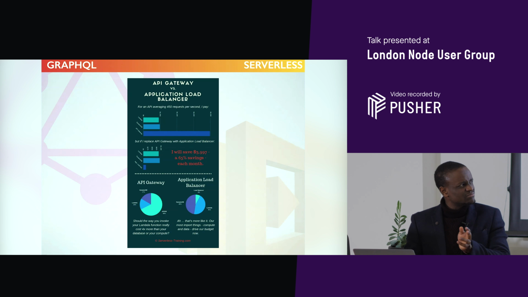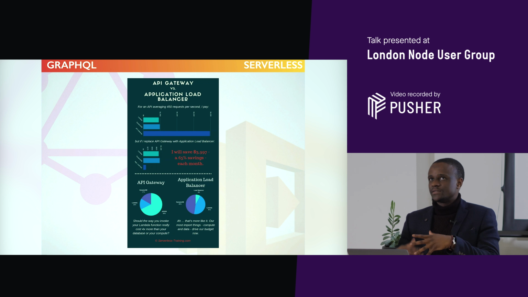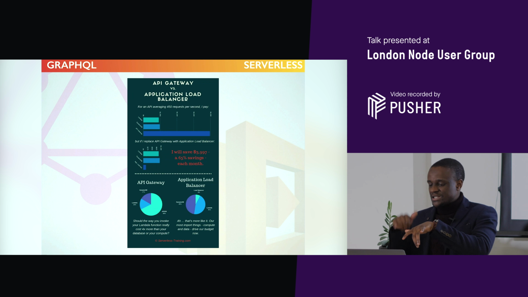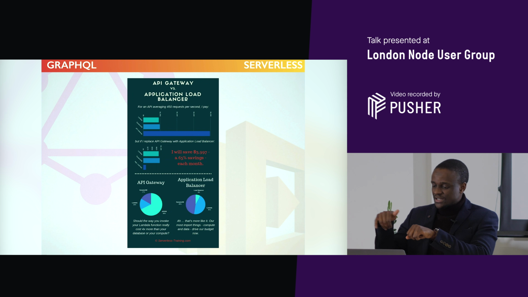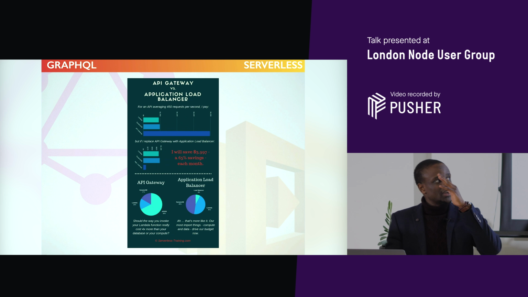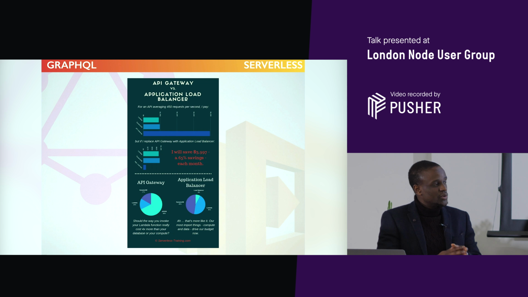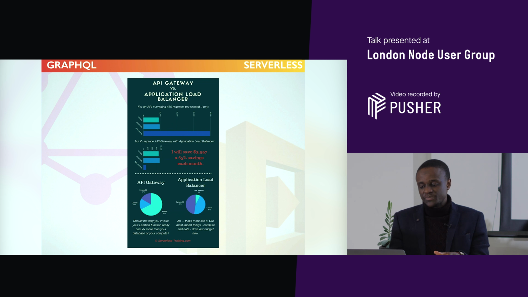There's an article where this person compares API Gateway and an application load balancer. In the world of servers, you can use, for example, an Nginx server as a proxy which routes to different servers. So if you have high traffic, that load is distributed between different servers. The application load balancer does the same thing, but it's an AWS offering.